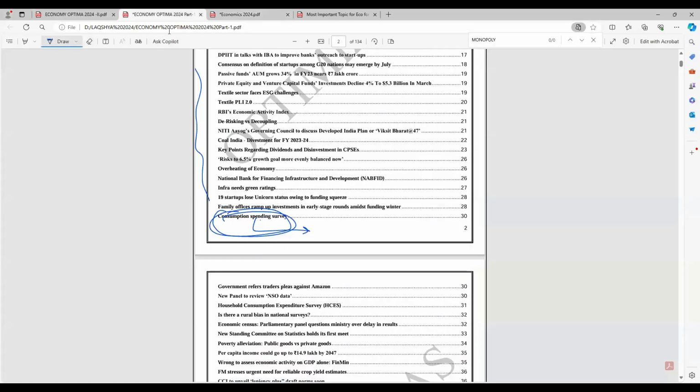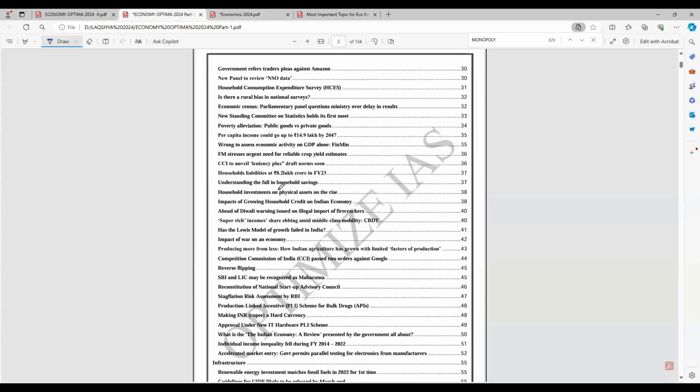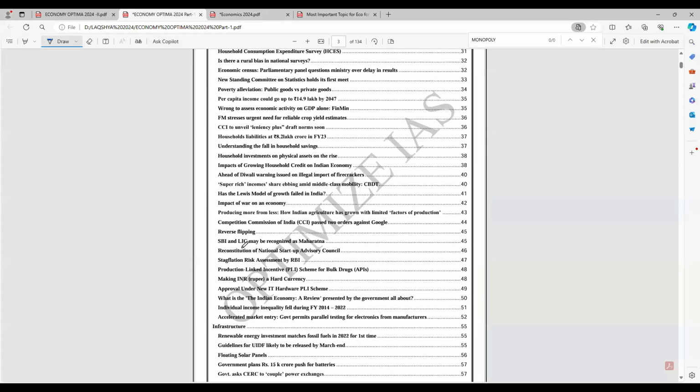So, guys, I have discussed all the important first unit. There are other terms also, guys. Reverse flipping, where a company is coming back to India. Then stagflation, we have discussed. Next, is any topic left? I don't think so. Household liabilities, yes, household liabilities are increasing. That also I explained to you.